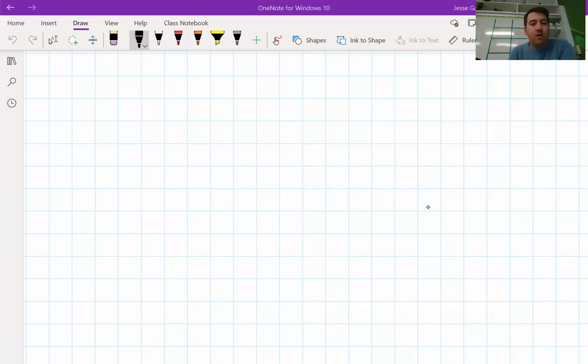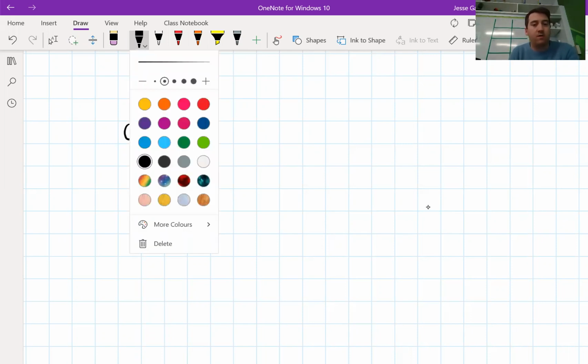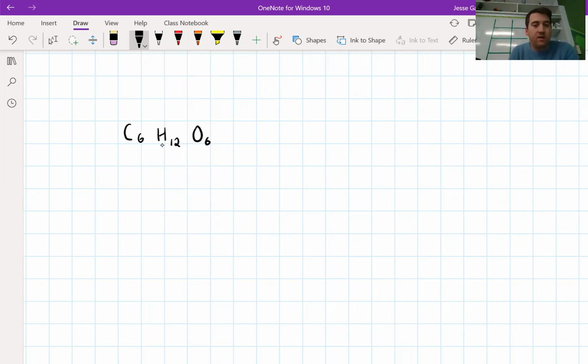I'm going to begin this video by writing down a chemical formula, C6H12O6. Some of you who study biology may recognize this molecule. It's called glucose. It's critically important for human beings because it's what provides our main energy source, the main sugar that we get from eating carbohydrates.